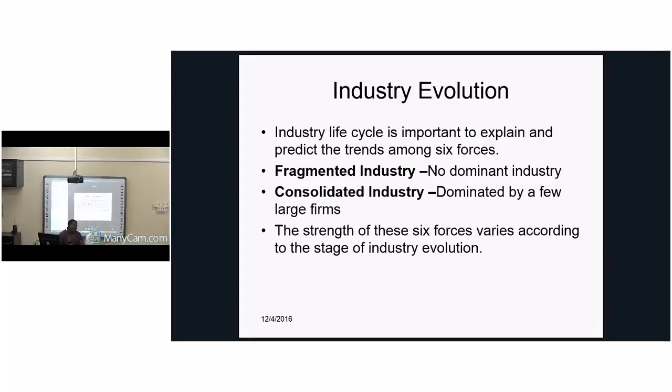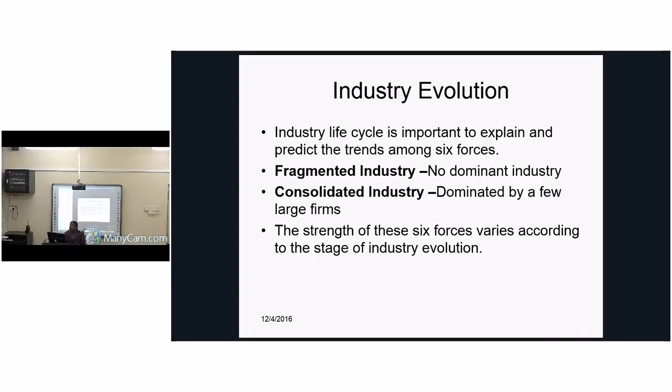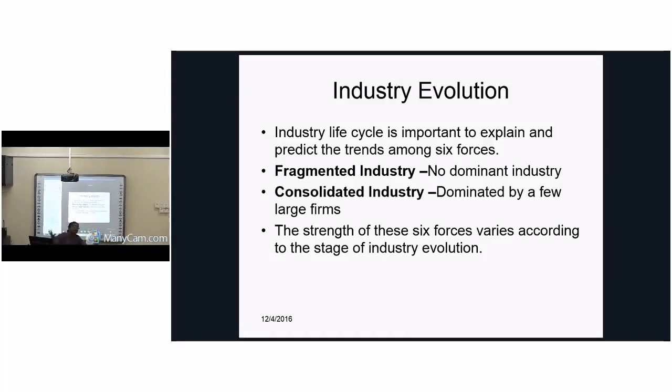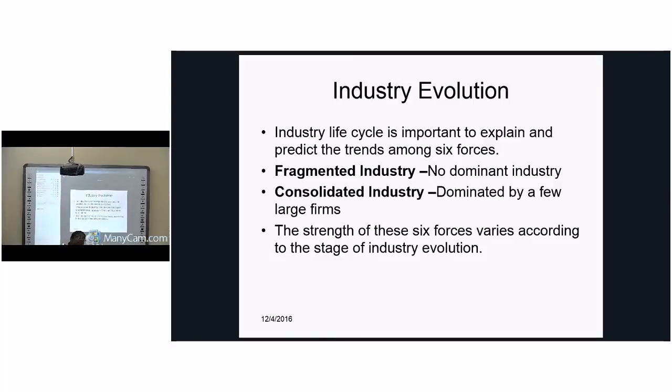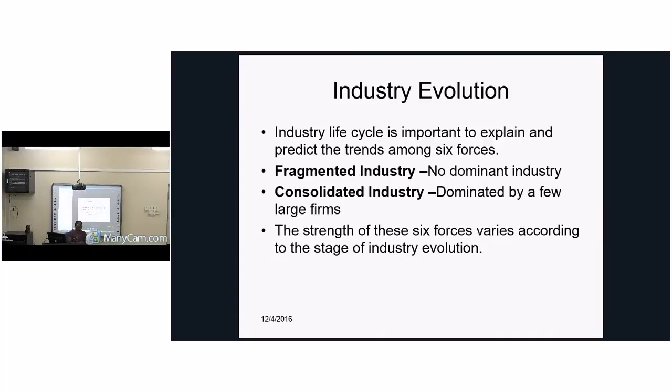So, the strength of the task environmental factors varies according to the industry's evolution stage, right? If the industry is fragmented, the pressure from these forces is different from a dominant industry. How the forces impact these industries is different based on the stage of evolution. So it is also to be considered.